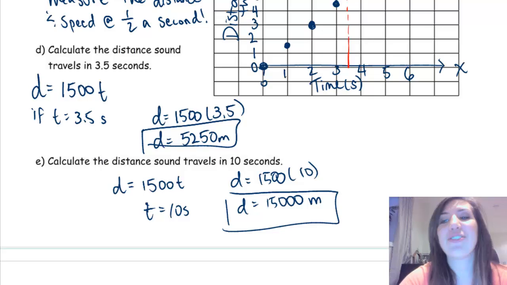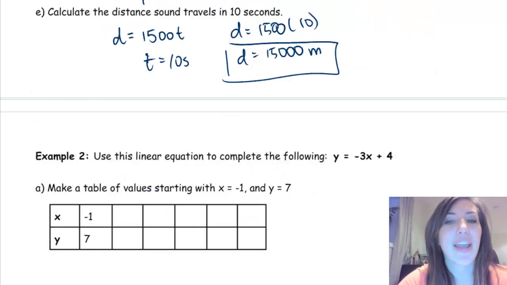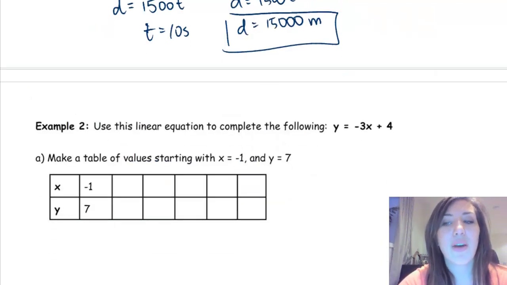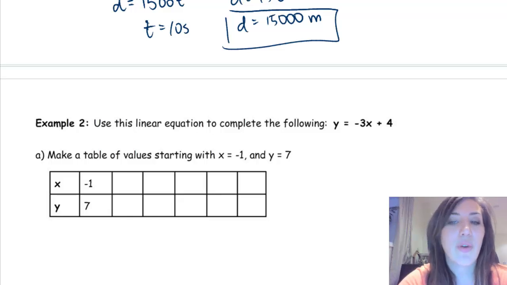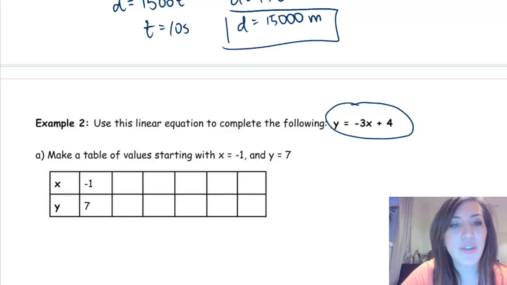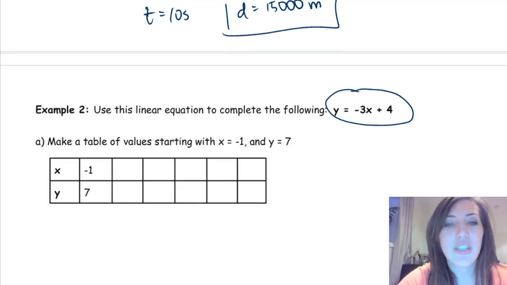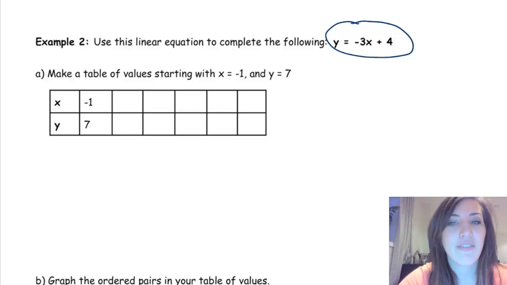All right, you're on the right track. Let's try an example the other way. What happens if we're given now an equation or a formula like this that has all these variables? What are we going to do? We'll use this linear equation to complete these following questions.